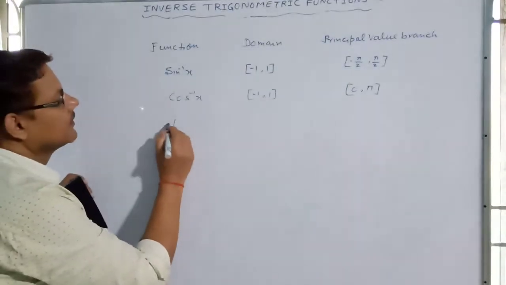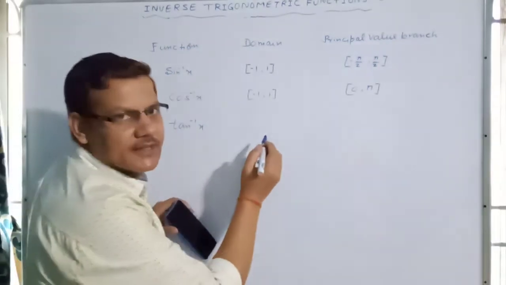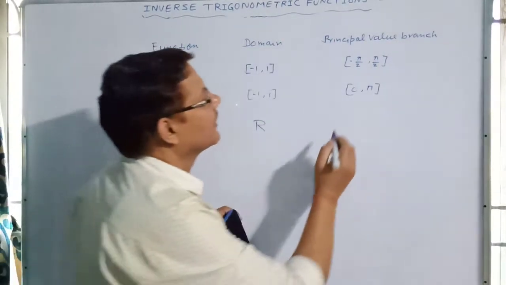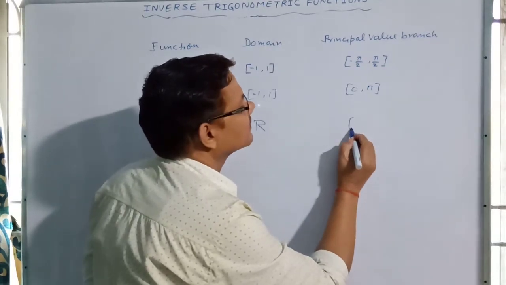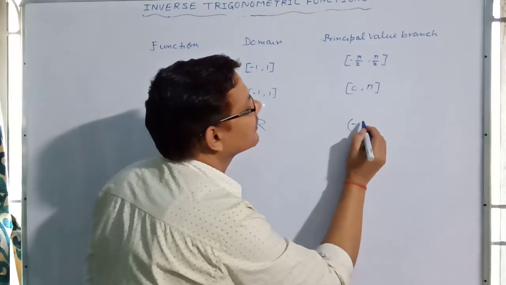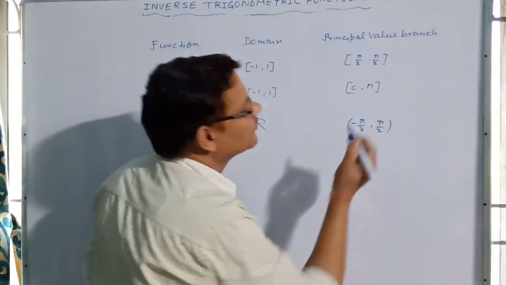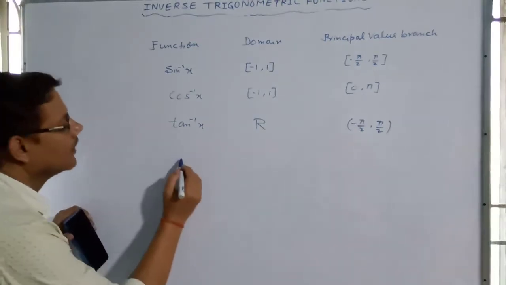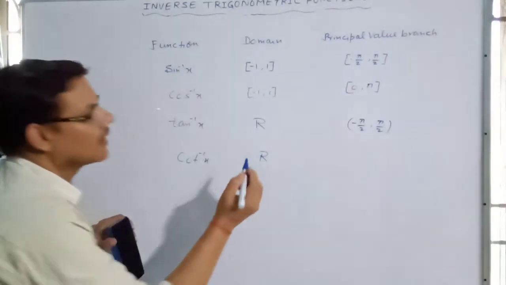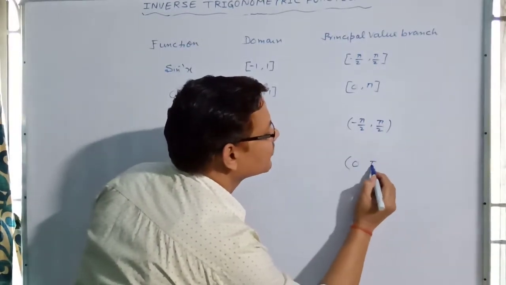If I write tan inverse x, its domain is the set of real numbers and its principal value branch is the same as sine but excluding the endpoints, -π/2 to π/2. Now cot inverse x, its domain is R and its principal value branch is 0 to π.